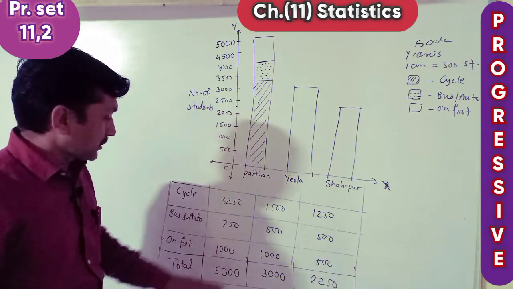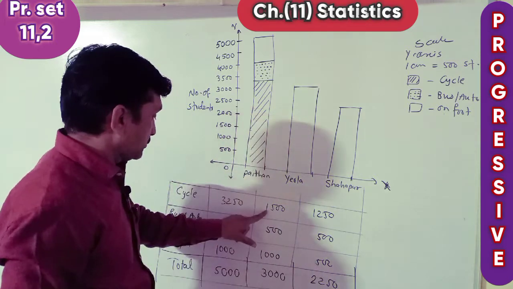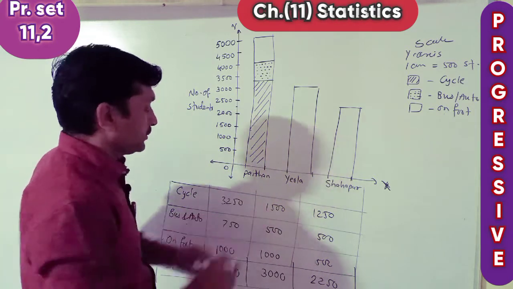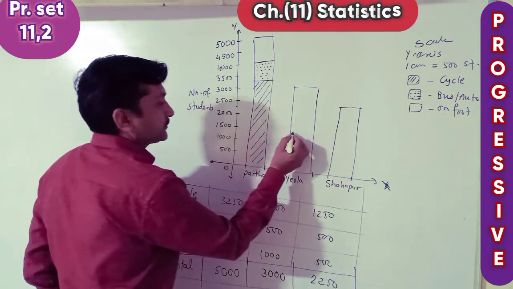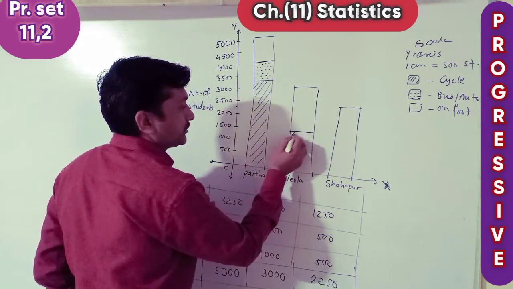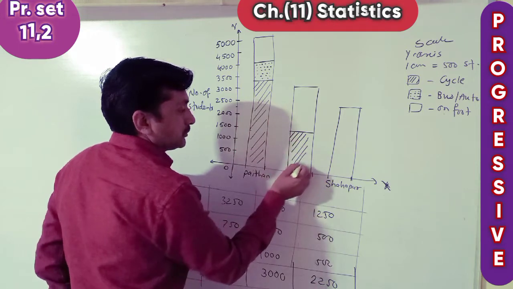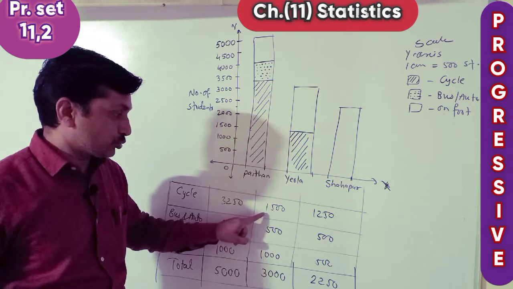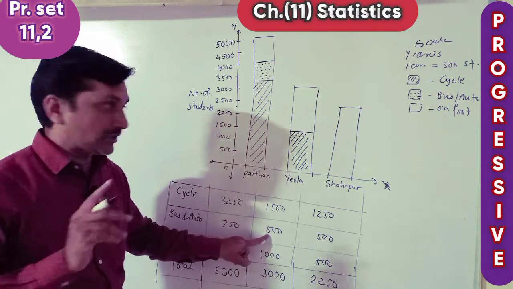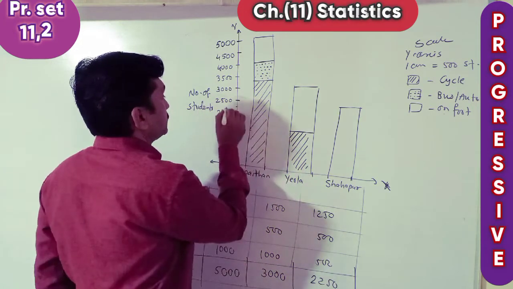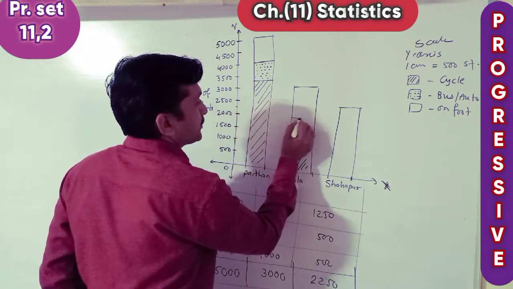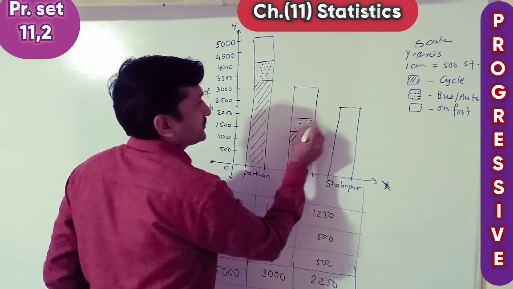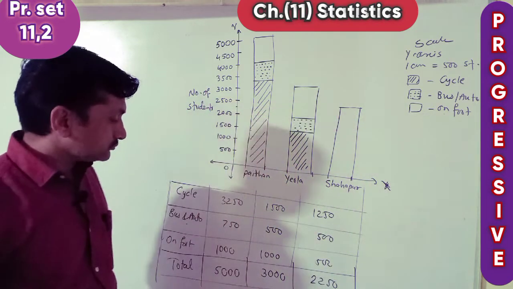Now here Evla, cycle show by slant line on 1,500. 1,500 is here, therefore I mark here on 1,500. Now second mode, add these two, 1,500 plus 500, 2,000. Mark at 2,000. 2,000 is here, then mark at 2,000. Show it by dotted line. This is on bus or auto.